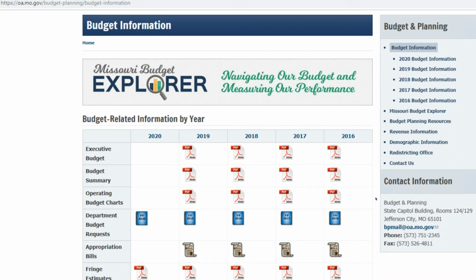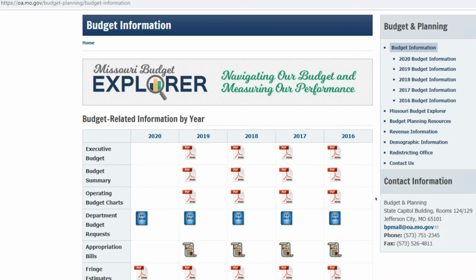And you can see that for the fiscal year 2020, the departments have made their request. That's that blue icon that looks like a book for fiscal year 2020. And of course, the governor's executive budgets and the other items have not been populated because we don't have the appropriation bills yet. But you can see the previous years going back to 2016, and you can find on here the executive budget prepared for by the governor, his budget summary, operating budgets charts provided by the departments and the Department of OA and Budget and Planning.